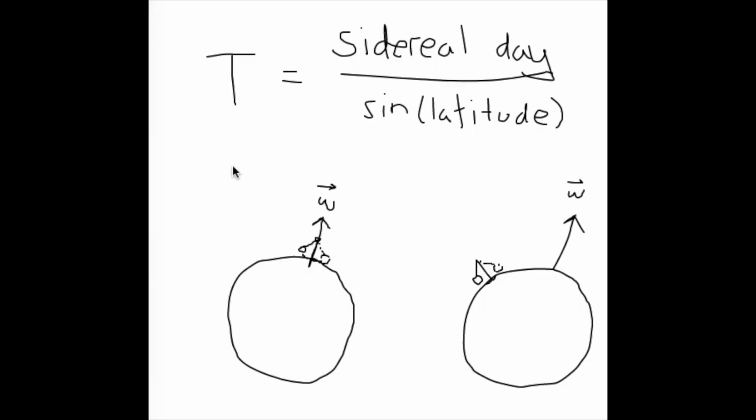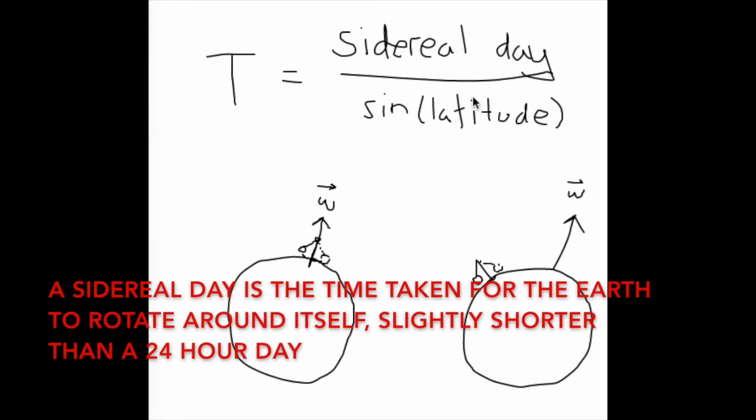Now we know that the swing of the pendulum will rotate, but how quickly, and what affects the period of rotation? Known analytical solutions tell us that the period of rotation of the pendulum will be equal to the time of a sidereal day over the sine of the latitude.